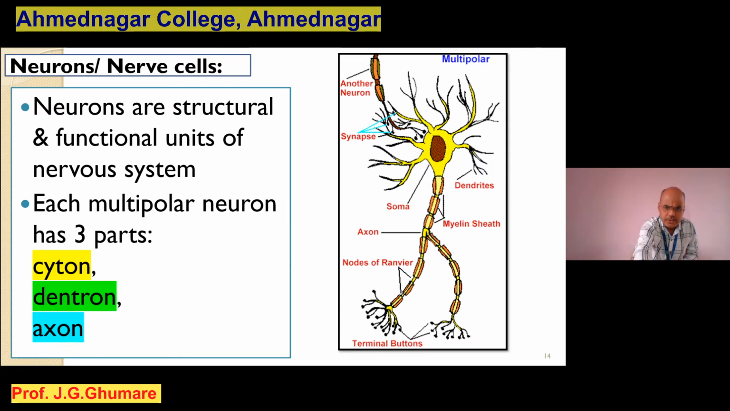The typical multipolar neuron that I am showing consists of three parts. This cell body is called a cyton. We have different processes, smaller processes called dendron. And then we have one long process that is called axon. So three parts are there, two actually. Cell body with two types of processes. Cell body is called cyton and two processes: the smaller process is called dendron, and the longer process is called axon.